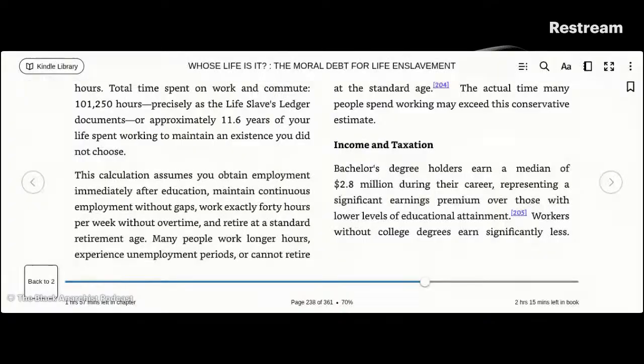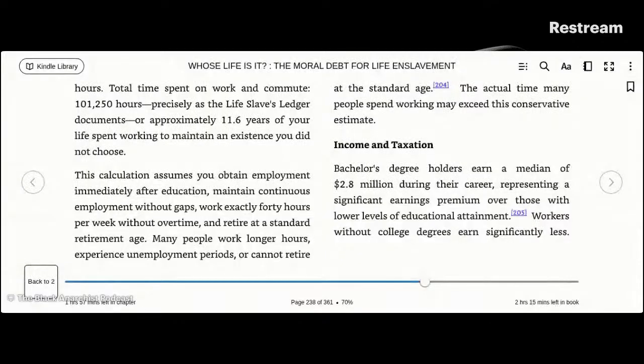This calculation assumes you obtain employment immediately after education, maintain continuous employment without gaps, work exactly 40 hours per week without overtime, and retire at a standard retirement age. Many people work longer hours, experience unemployment periods, or cannot retire at the standard age. The actual time many people spend working may exceed this conservative estimate.